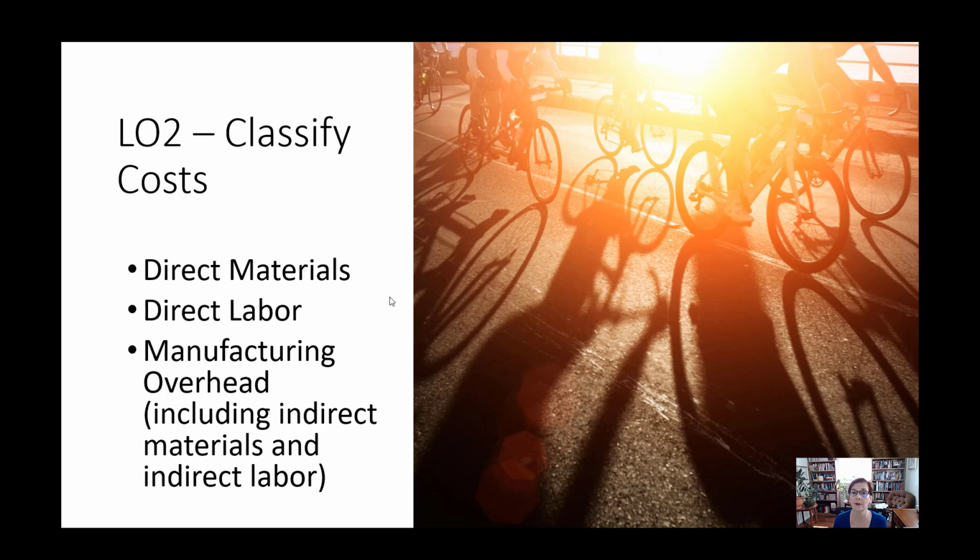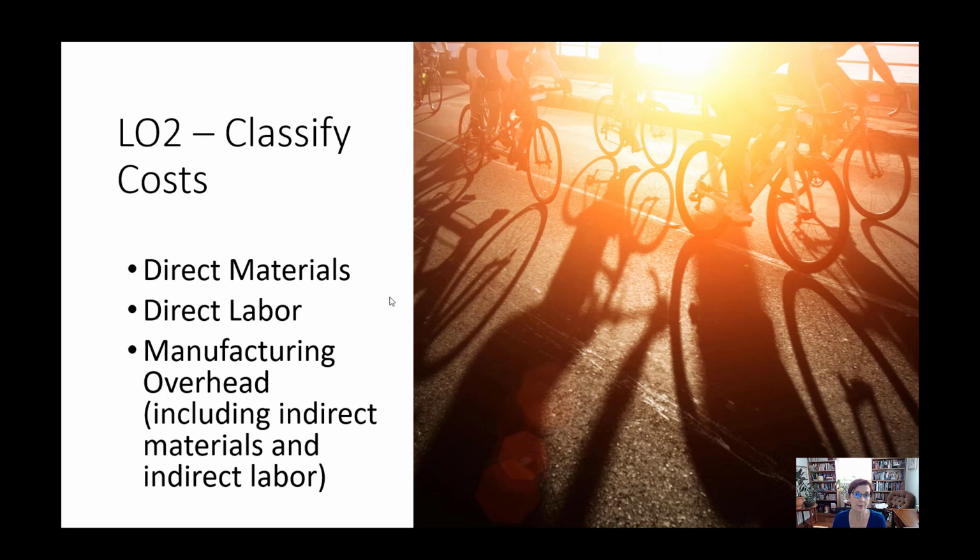Manufacturing overhead is everything else, and you probably have a sense of what overhead is. Those are all the other costs to run the business, run the factory, that are not materials and labor. So manufacturing overhead costs would be things like what I mentioned before, rent on the factory. It would be depreciation on the machinery. It also includes indirect materials and indirect labor.